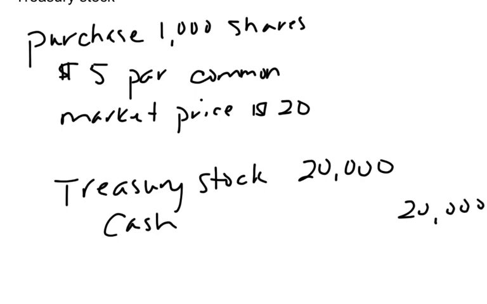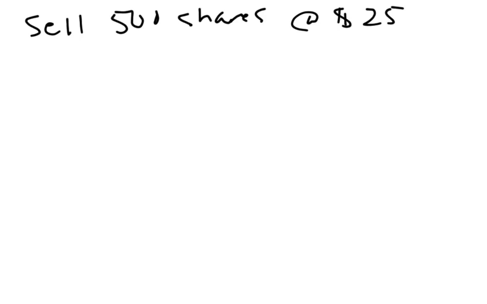Now, you can purchase treasury stock. You can also sell treasury stock back in the market. So let's assume that these 1,000 shares, we hold them for a little while, but we decide that we're going to sell them back in the market. So let's say we sell 500 of these shares of treasury stock at $25 apiece, and we sell them for cash. So we're going to get $12,500 in cash for that.